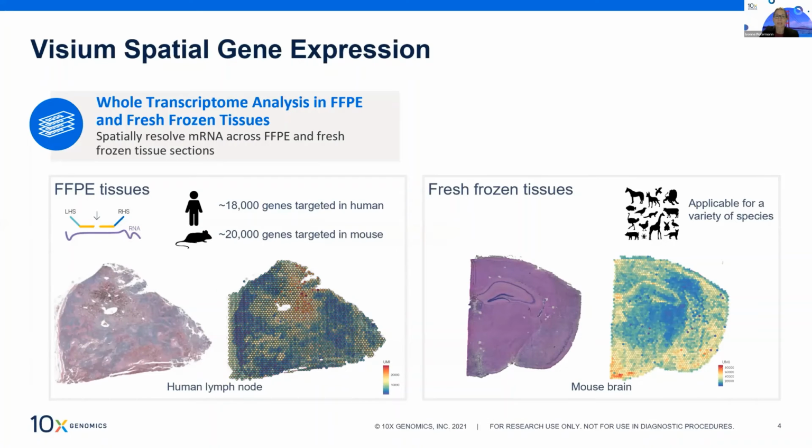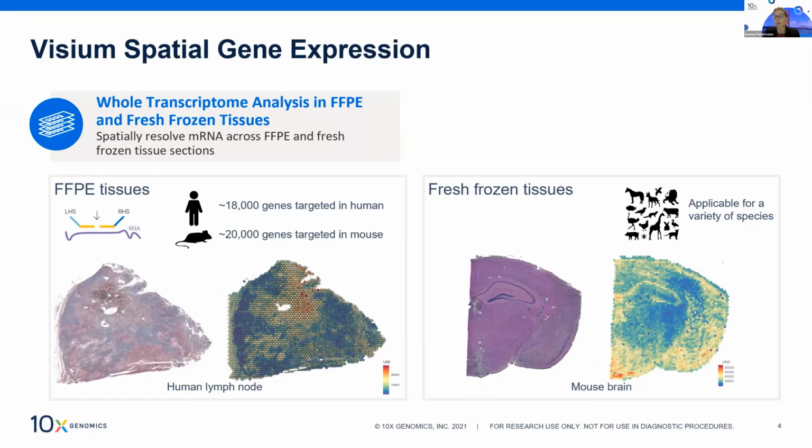Briefly, I wanted to highlight the slight differences between the two sample types that we've enabled now. For FFPE tissue, the formalin-fixed paraffin-embedded tissue, we are utilizing large probe sets that we have designed to target protein coding genes. We have targeted about 18,000 genes in human and 20,000 genes in mouse. So these are the two species that Visium FFPE is enabled for at the moment. And Visium fresh frozen is species agnostic.